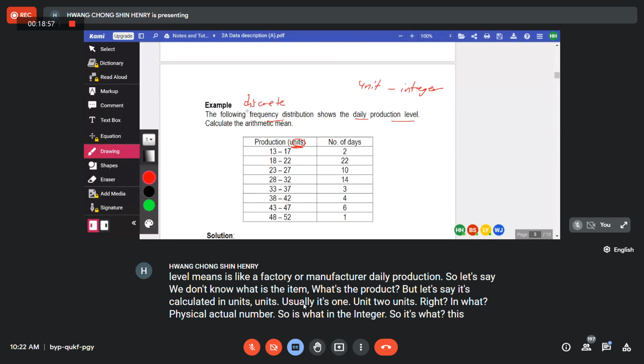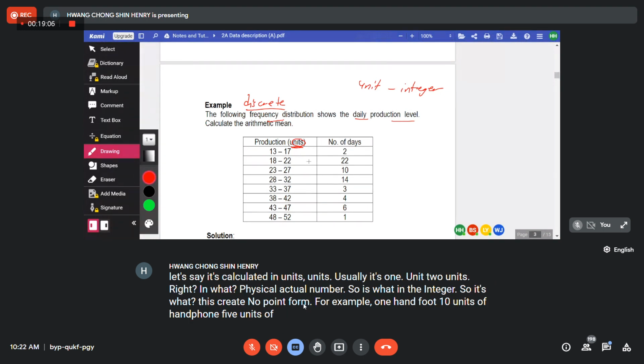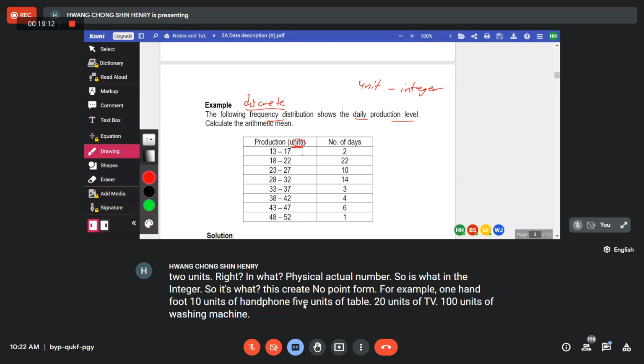Discrete. No point form. For example, 1 handphone, 10 units of handphone, 5 units of table, 20 units of TV, 100 units of washing machine. All these are what? In unit.